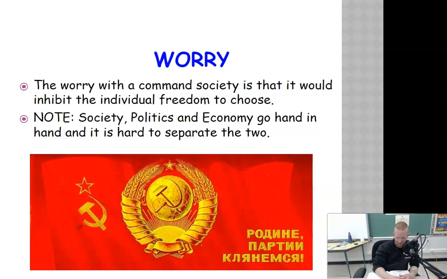And what's the worry? The worry with the command society is that it would inhibit the individual freedom to choose. Basically meaning if the government can decide what products are being made, what the price is, and you don't want that, or you want more choices, think about all the tons of different brands of clothes you can get, the brands, the chocolate bar varieties, and all that stuff. If the government controls it all, they might say, this is the one everyone's going to get.